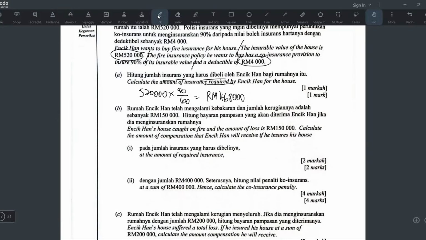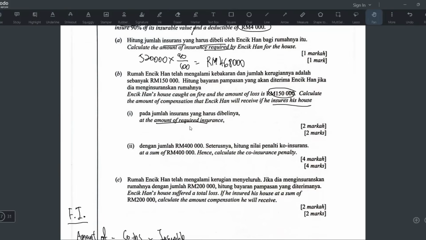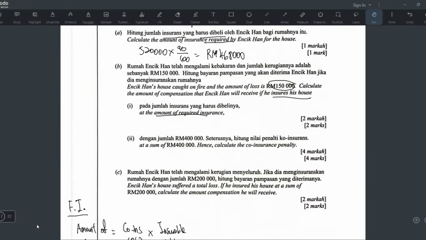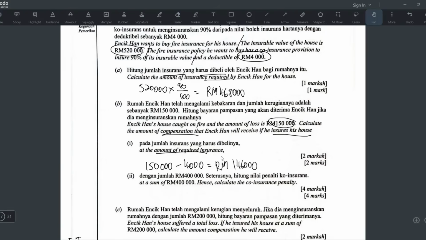Alright. So for B1, Encik Han's house caught on fire and the loss rugi is 150k. This is the rugi. Calculate the amount of compensation that Encik Han will receive if he insure his house at the amount of required. Maksudnya dia beli, insure means beli at the amount of required. So tell me, it's case 1 lah. And kalau case 1, macam mana nak cari dia punya amount of compensation? Ambil loss minus deductible, 150,000 minus deductible 4,000. And you tekan this, you get RM 146,000.